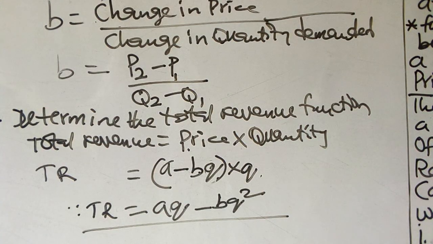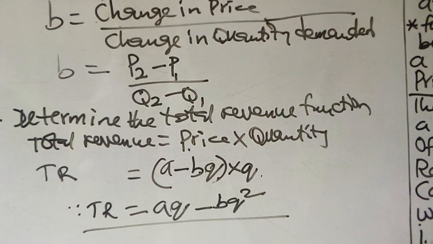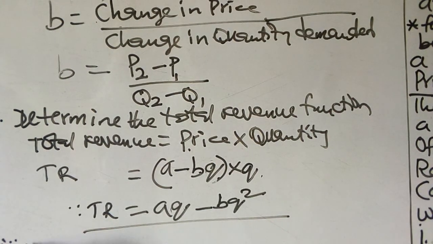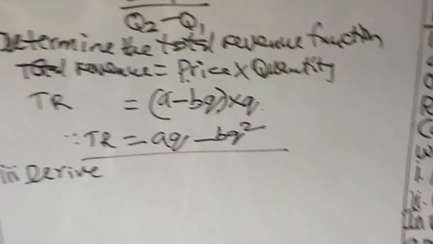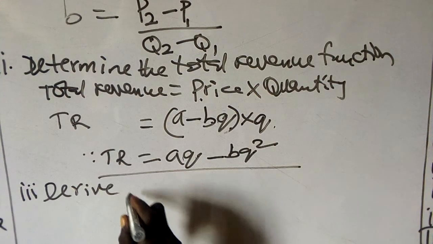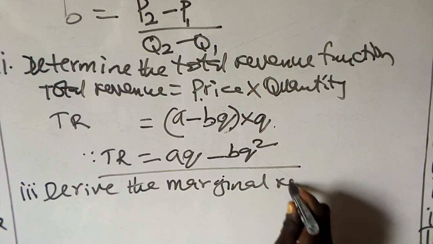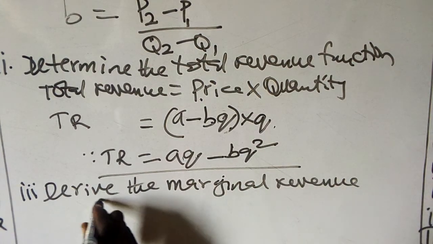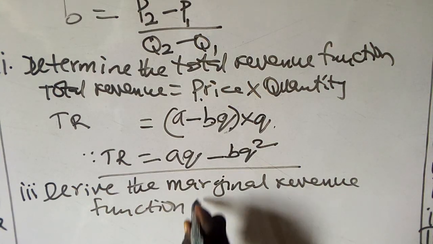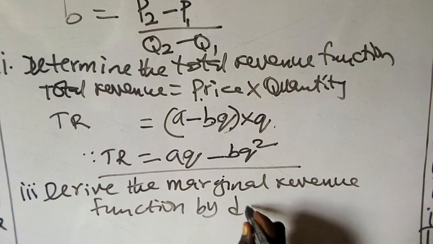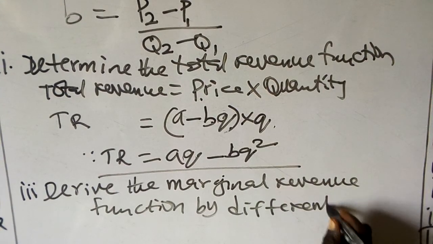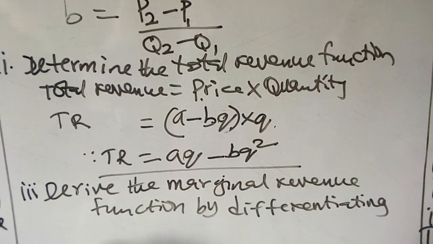Then step three, derive the marginal revenue function. Step three is to derive the marginal revenue function by differentiating the total revenue function.